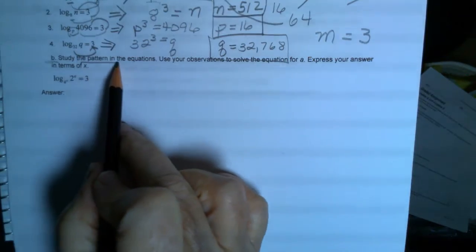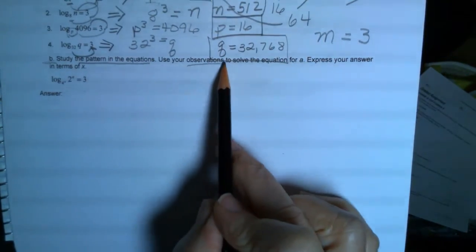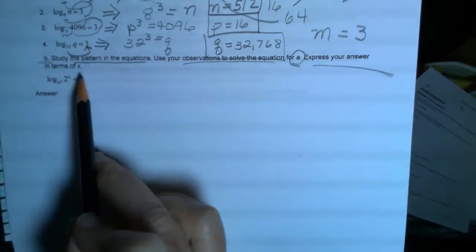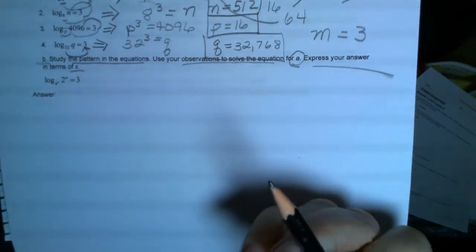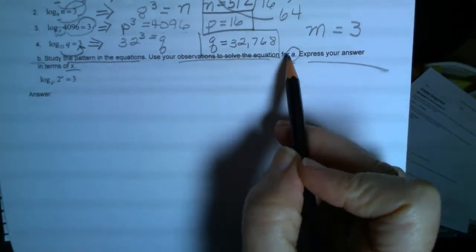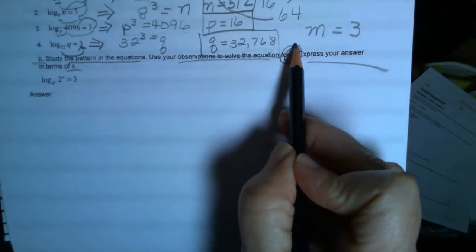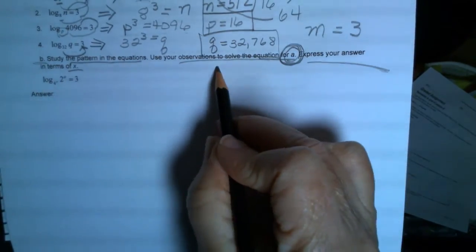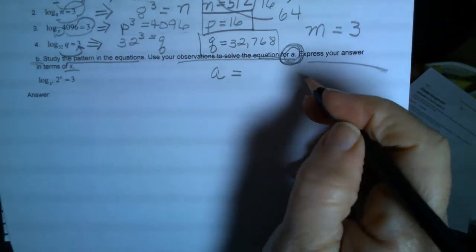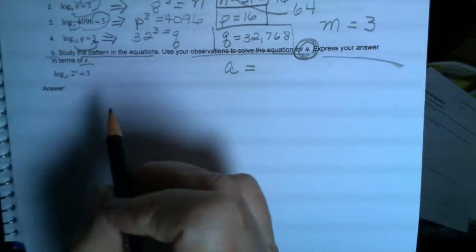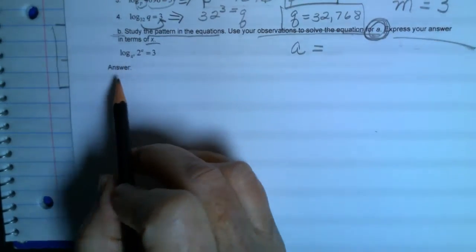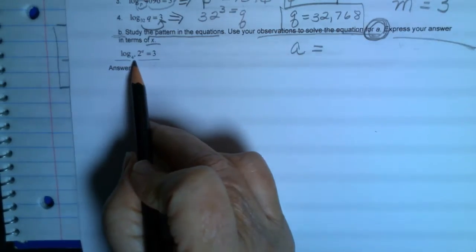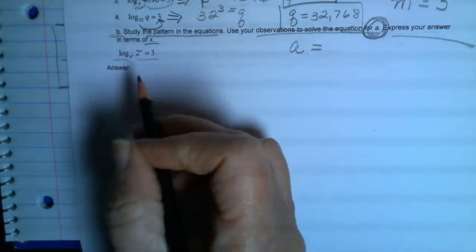Before we answer part B: study the pattern in the equations. Use your observations to solve the equation for A. Express your answer in terms of X. I need to make sure I'm focusing on what I'm looking for. We're going to solve for A, so we want A equals. We don't want X equals. So first let's write this log form as an exponential form. This is really tiny, let me write that bigger for you.